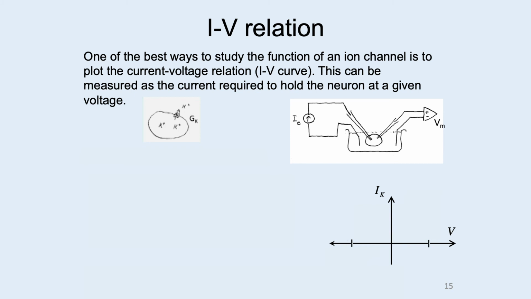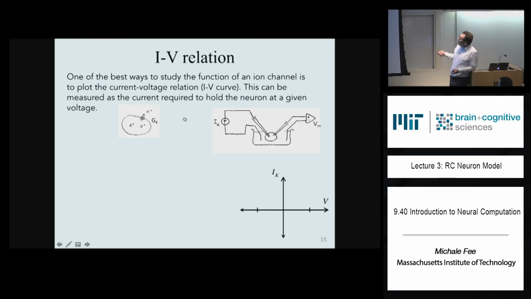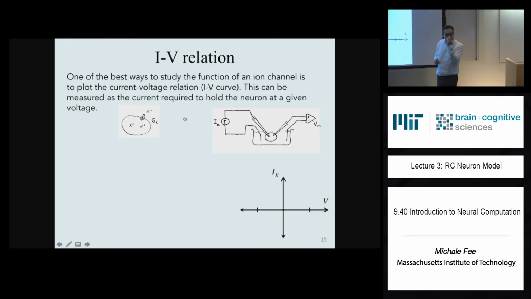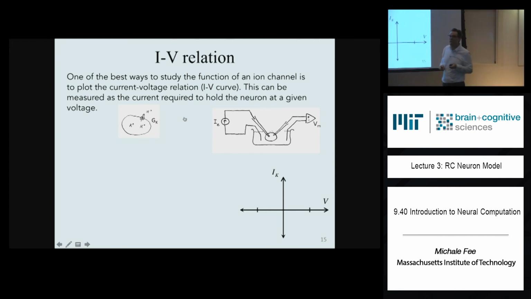Okay, so let's say that we inject 0 current. What's the steady state voltage in the cell going to be? Anybody?